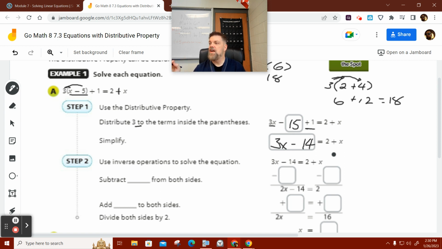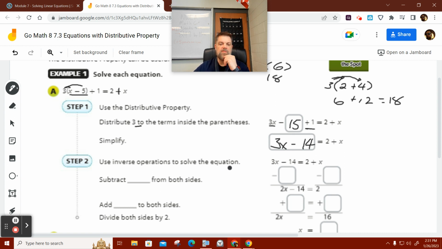No. Variable means that it has an x or a y or a letter. That means that term will vary depending on the value of x or the letter. A constant does not vary. Positive 1 will always be positive 1 no matter what you plug in for x, because positive 1 does not have an x, so we call it a constant. So we added up the constants. All right, so now I want to move something to the other side.